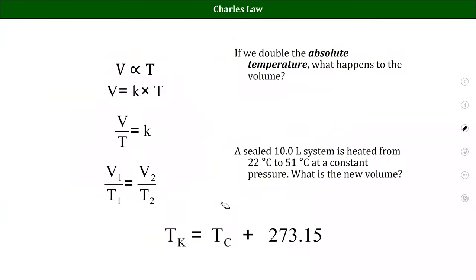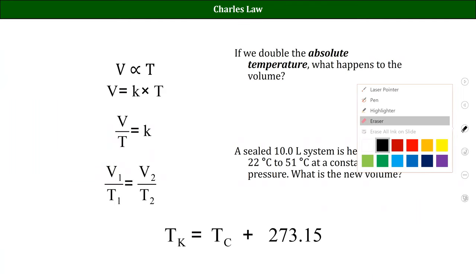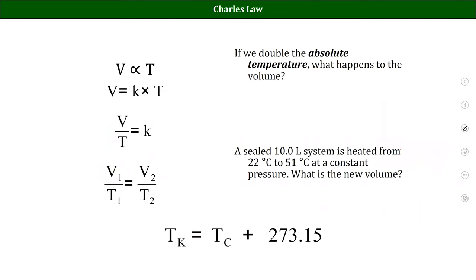And so if we do a similar derivation, we can get another simple gas law. So if we say volume is proportional to temperature, that's another way of saying volume is equal to a constant times temperature. Right? That k is just the slope. If we rearrange that to solve for the constant, we get volume over temperature equals constant. And then we can do the same thing we did for Boyle's law.